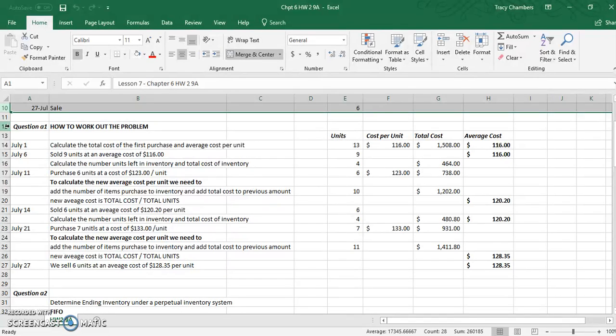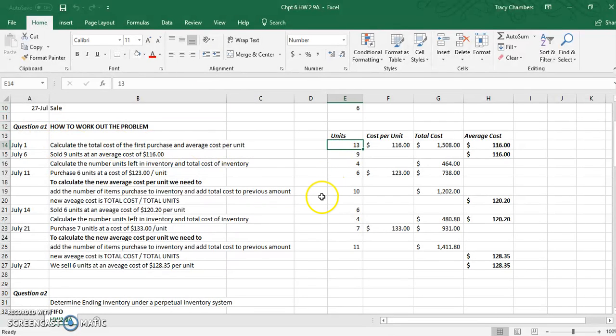So the first thing we have to do is calculate the average cost. So on July 1st, we have to calculate the total cost of the first purchase and the average cost per unit. So we know that we bought 13 units. We paid $116 each. So our total cost is $1,508 with an average cost of $116.